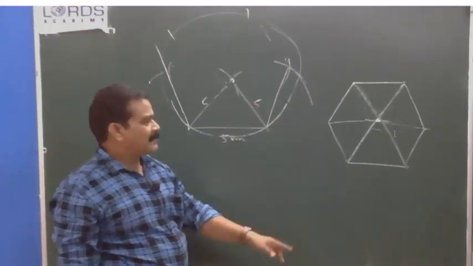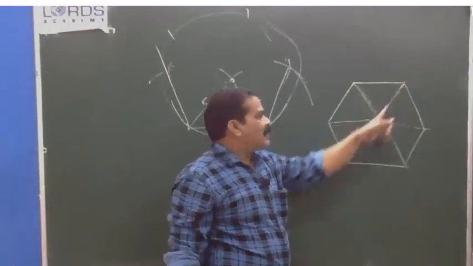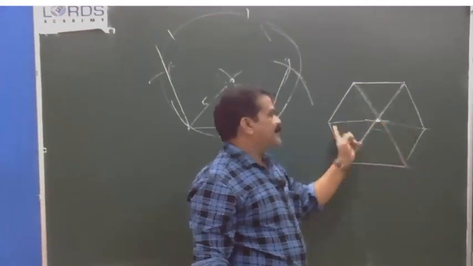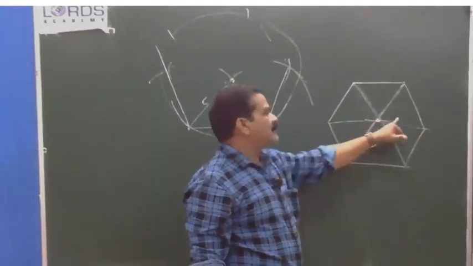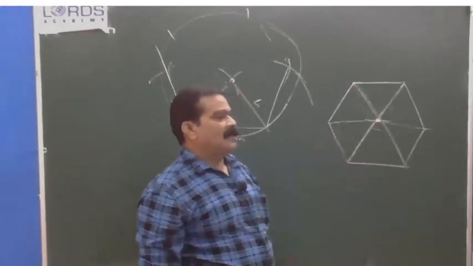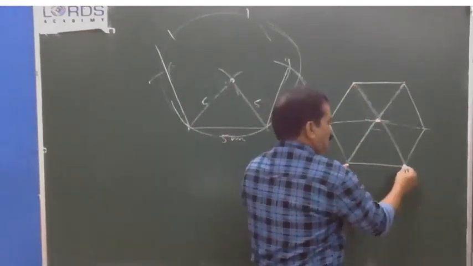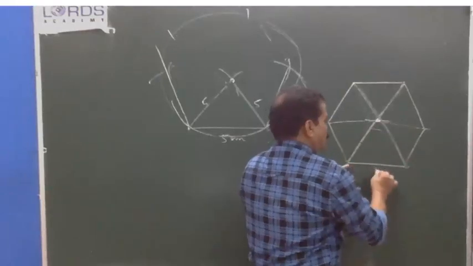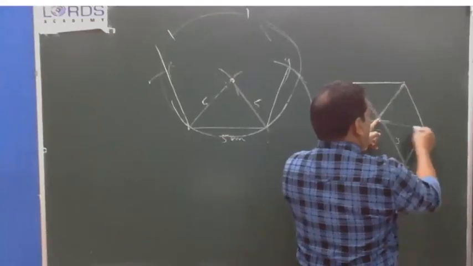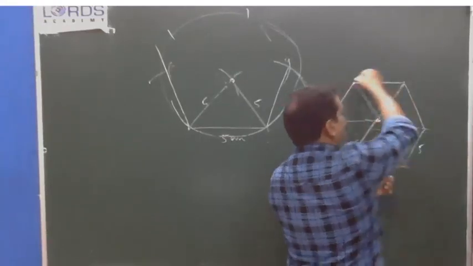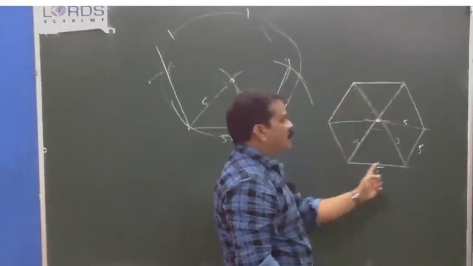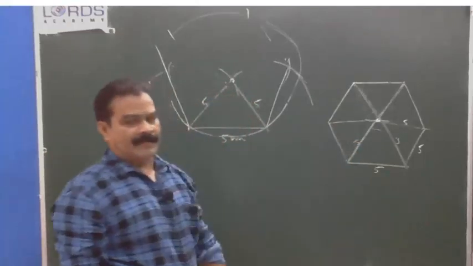Once again I will repeat. In a regular hexagon, when we draw the diagonals, you will get 6 equilateral triangles. Using this, you can draw. First of all, you draw this equilateral triangle. This is 5, this is 5, this is 5. Again, you take another one. This also 5, this also 5, like that. You can make equilateral triangles, and last you will get a regular hexagon.